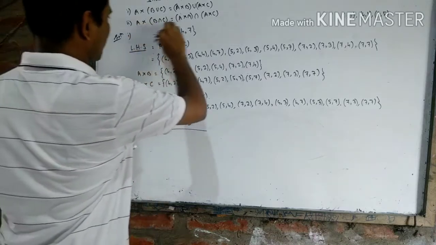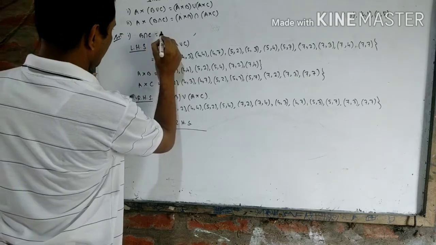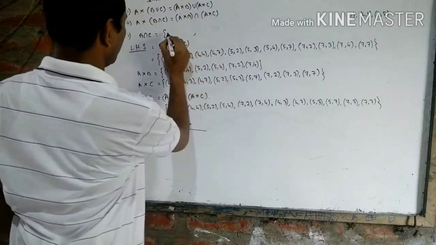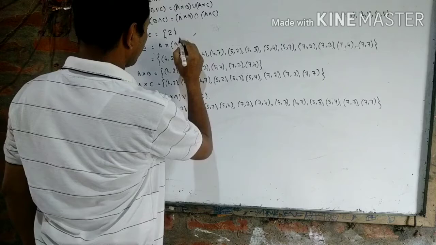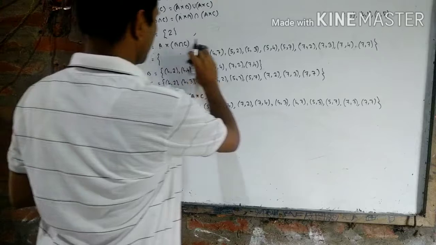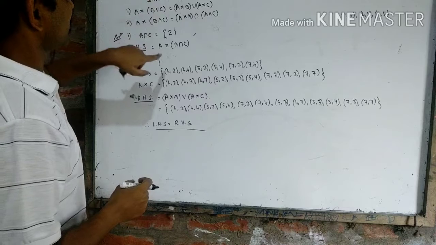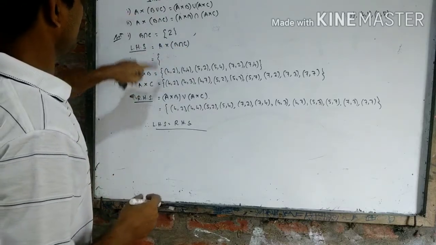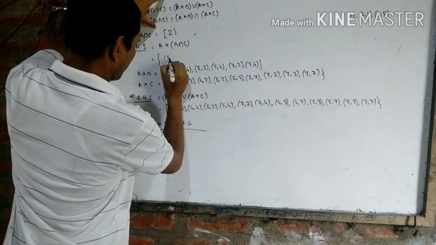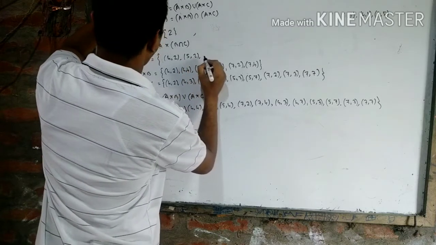Now, to find the second, first of all, let us find B intersection C. Intersection means what? Intersection means common. So what is common in B and C? Only 2 is common. So B intersection C is 2. Now we find A cross B intersection C. You have to take the cross product of A and B intersection C. So what is A? 4. B intersection C is 2. So this will be 4, 2, 5, 2 and 7, 2.